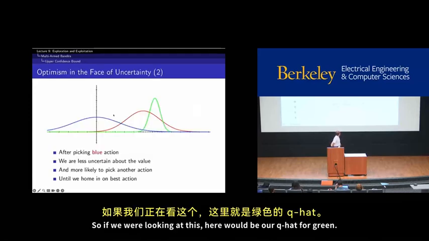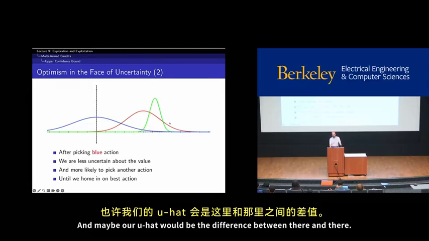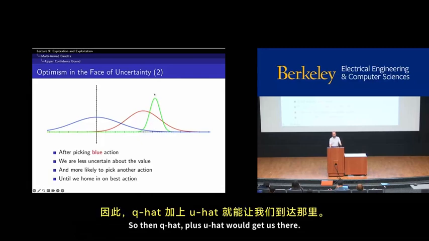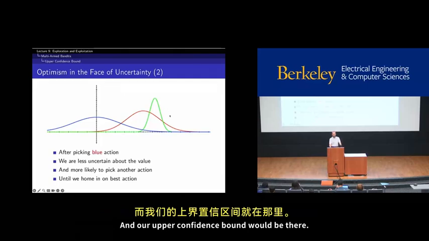And so what we're hoping for is an estimate of the mean, but also an estimate of like how good it could be. So we want this not to be too big, but big enough that we can be pretty sure that the real action value is lower than this sum. So if we were looking at this, here would be our Q hat for green, and maybe our U hat would be like the difference between there and there. So then Q hat plus U hat would get us there, and our upper confidence bound would be there.